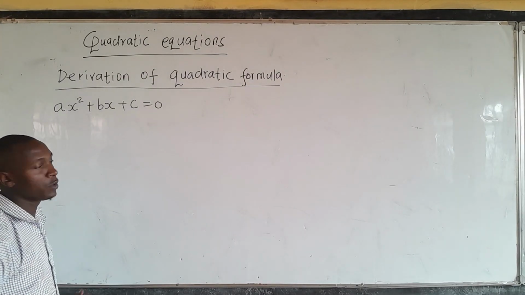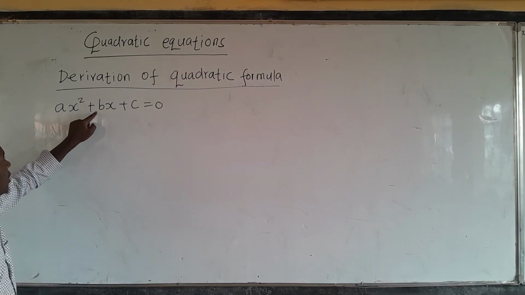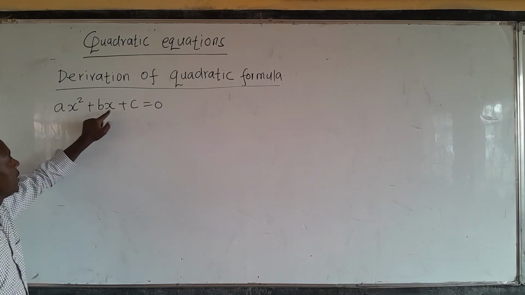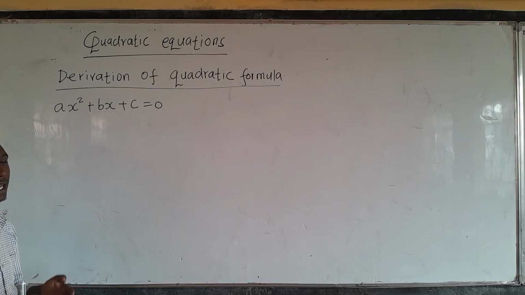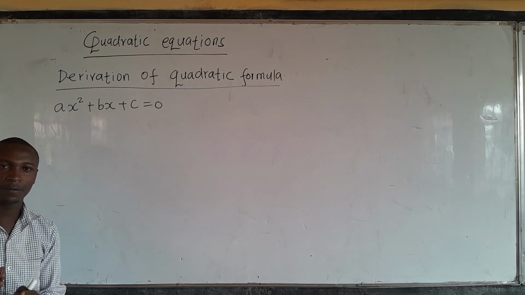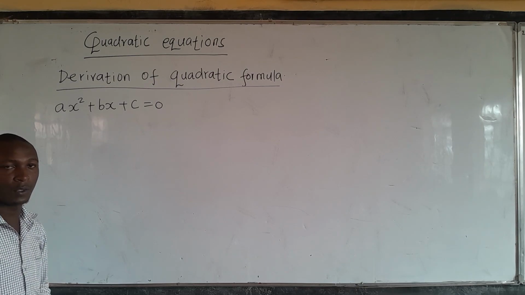Now, a quadratic equation is always in the form ax squared plus bx plus c equals 0, where a, b, and c are constants. By now, we should have known that a quadratic equation has the highest power as 2, and quadratic equations must always have 2 solutions. Well, for us to be able to solve this quadratic equation, this is how we go about it.